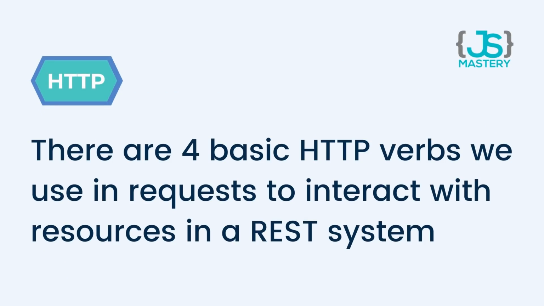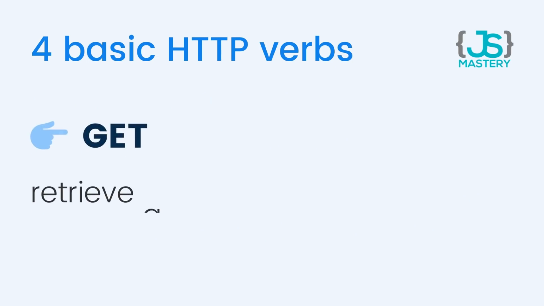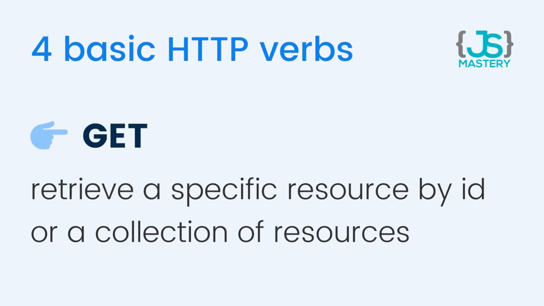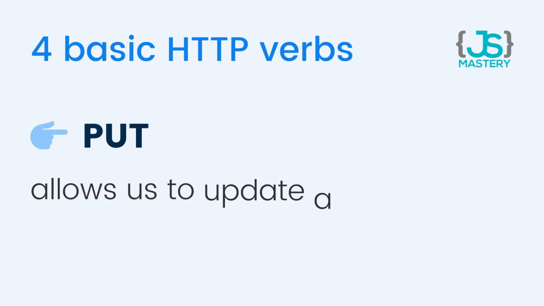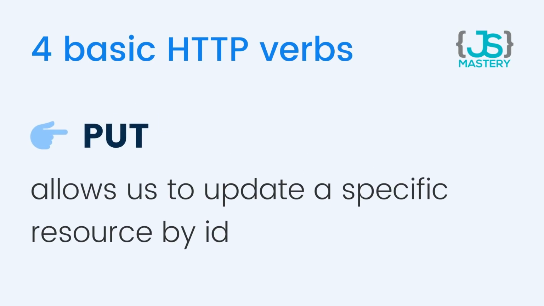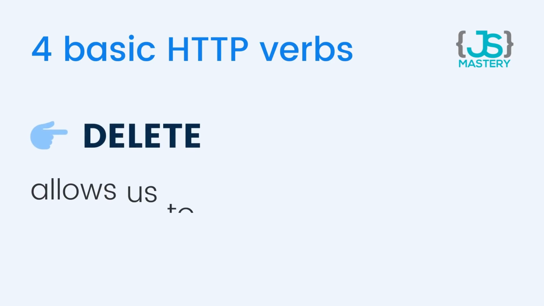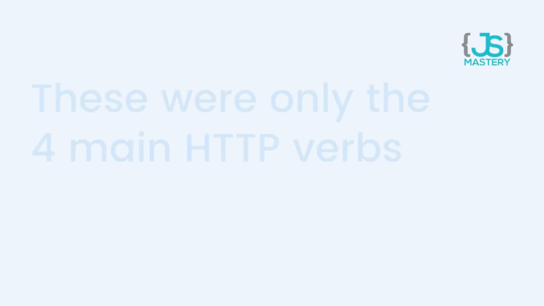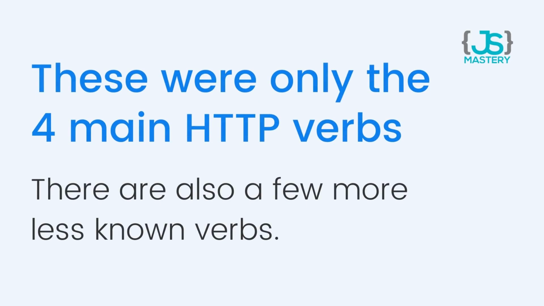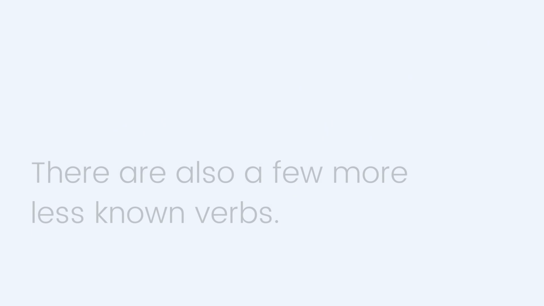There are 4 basic HTTP verbs we use in requests to interact with resources in a REST system. First one is a GET request. GET allows us to get a specific resource by ID or get a collection of resources. POST simply allows us to create a new resource. PUT allows us to update a specific resource. And delete allows us to delete a specific resource. These were only the 4 main HTTP verbs. There are also a few more less known verbs.